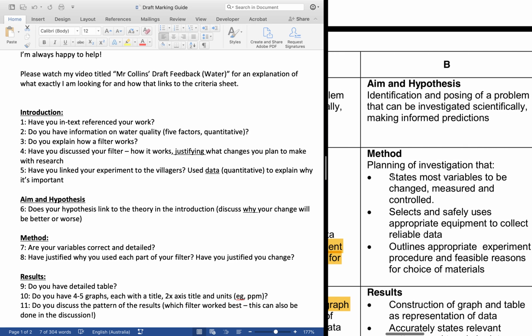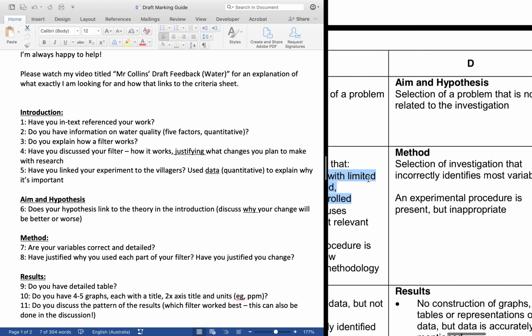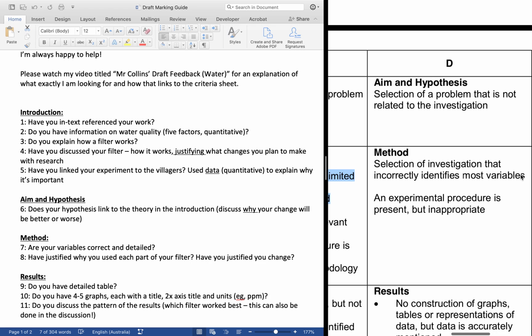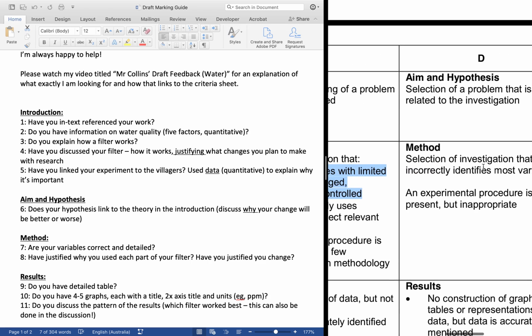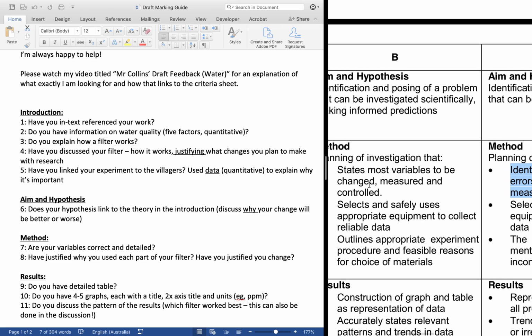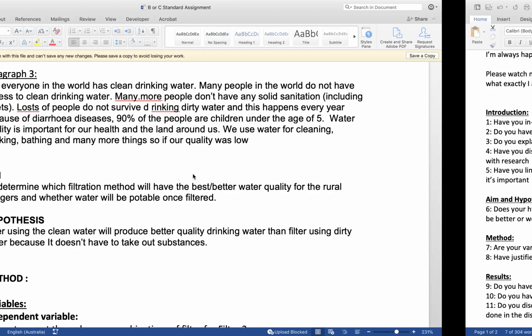Now, if you state most variables, you get a B. If you do limited variables, you get a C. If you incorrectly identify your variables, you get a D. So if you do them wrong, a D, some a C, most a B. If you do all variables well, then you get an A. So that's what I'm marking you on. It's important you understand what a teacher is marking you on, and then you can understand how to do well.